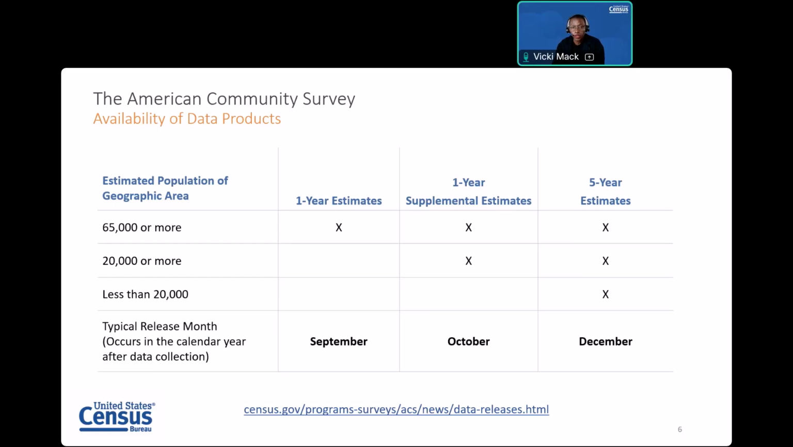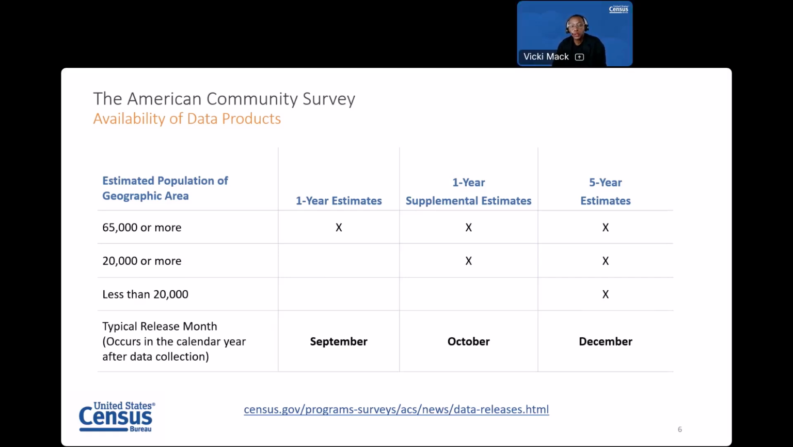ACS 1-year estimates, which combine data collected over 12 months, are available for geographic areas with a population of 65,000 or more. 1-year supplemental estimates are available for geographic areas with populations of 20,000 or more. 5-year estimates combine data collected over 60 months and are available for geographic areas of all sizes down to those granular census tracts and block group levels.